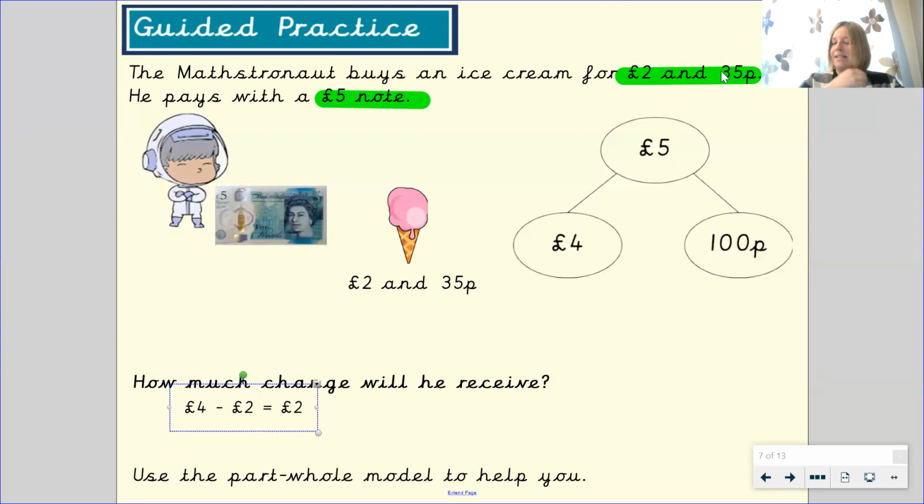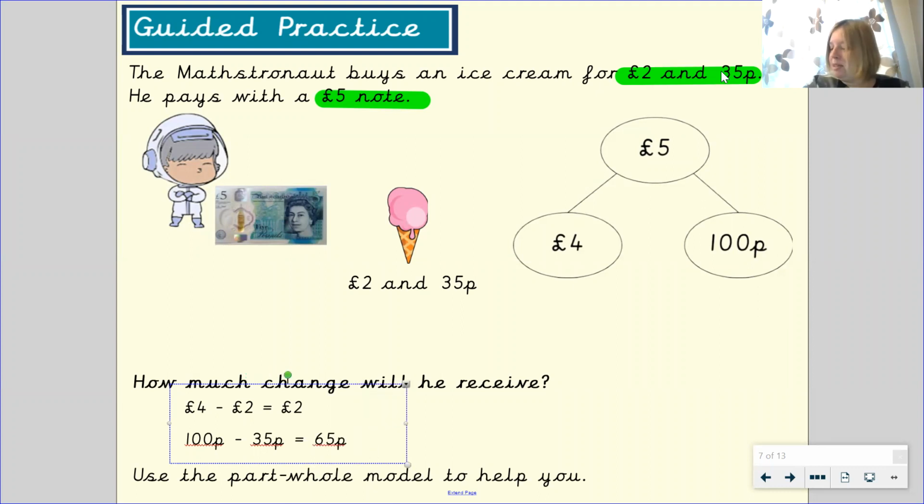My next step is to look at the pence. So I've got 100p and I need to take 35p away. So I write that as a number sentence. 100p take away 35p equals 65p.